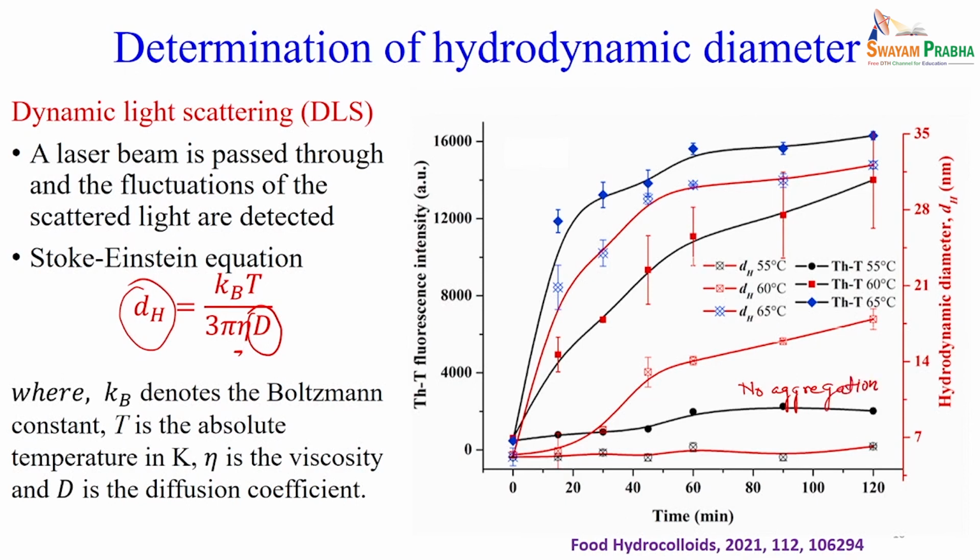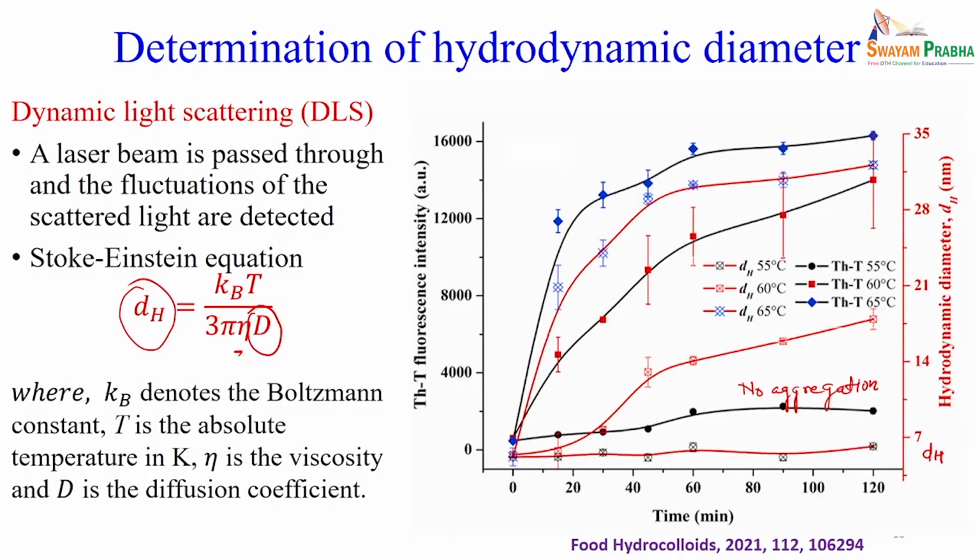So, as there is no aggregation at this particular temperature, if you just see, there is no significant change in the DH value. This is the DH value, it is almost constant. So, we can say that ThT intensity is correlated with the hydrodynamic diameter.